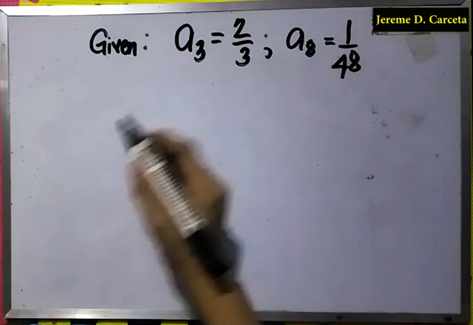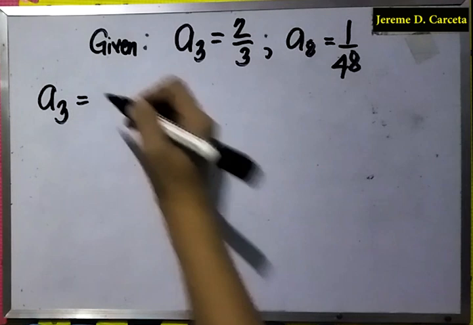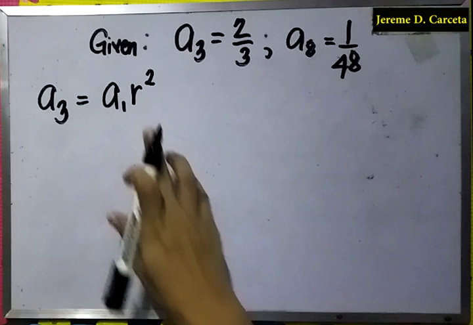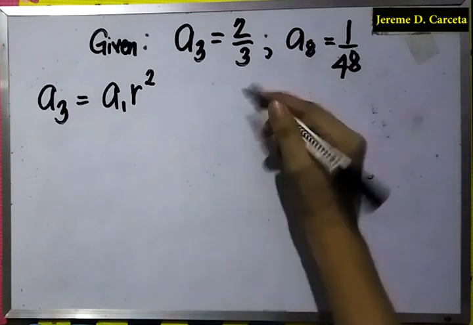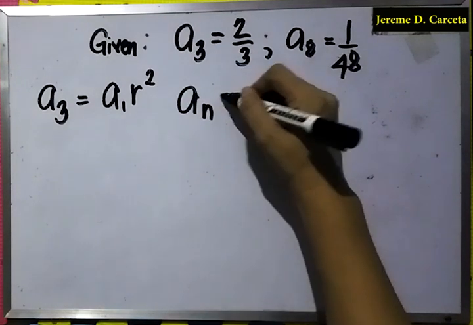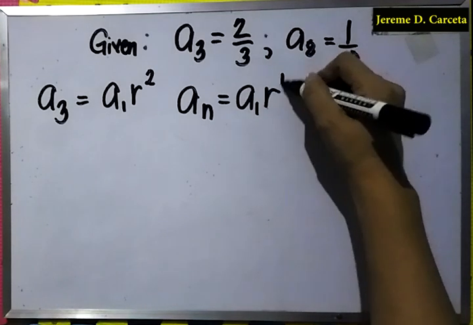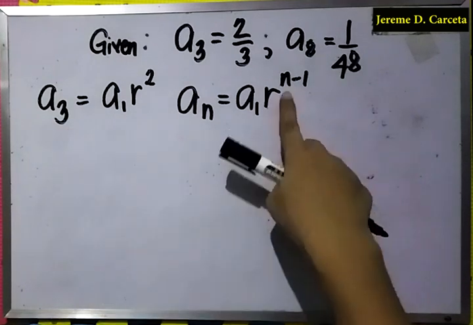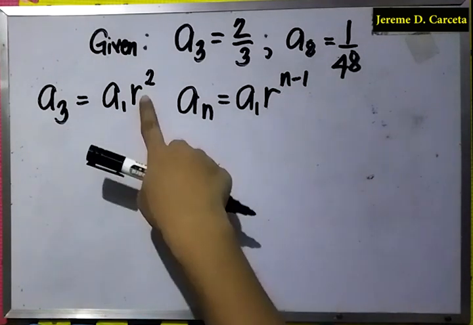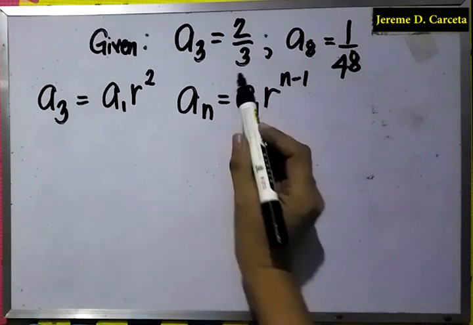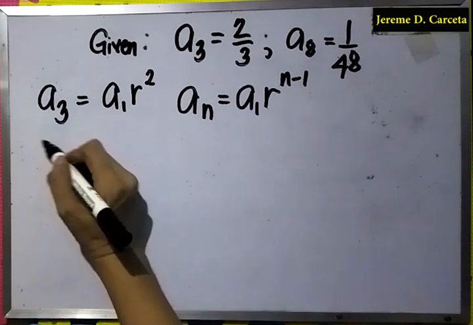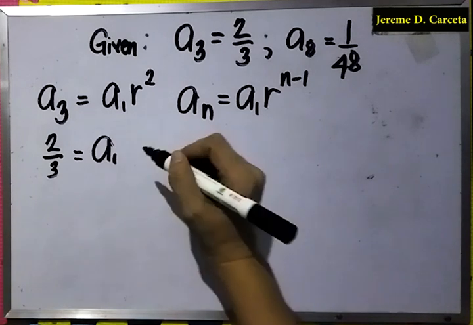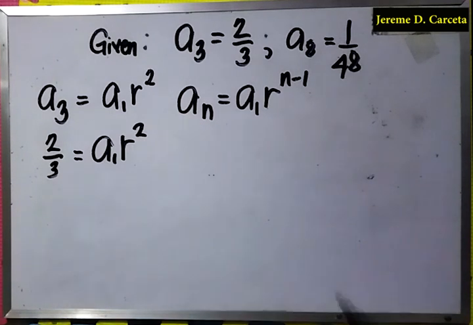Taking our a sub 3, a sub 3 is equal to a sub 1 times r squared. This was taken from the formula a sub n is equal to a sub 1 times r raised to n minus 1. We substitute, so 3 minus 1 is equal to 2. We have the value of a sub 3, which is 2/3. So 2/3 is equal to a sub 1 times r squared.